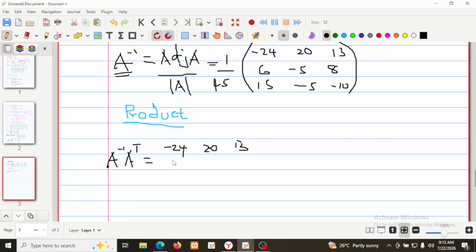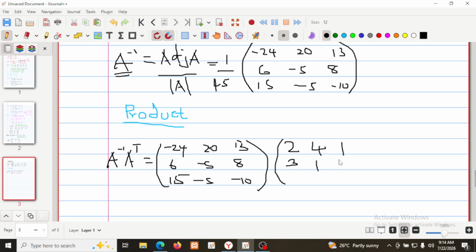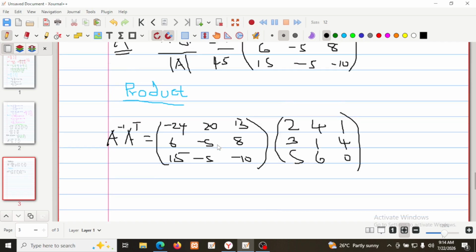Then 6, negative 5, 8, 15, negative 5, negative 10. Then we multiply with the transpose. What was our transpose? It was 2, 4, 1, 3, 1, 4, 5, 6, 0. So we have to multiply this.